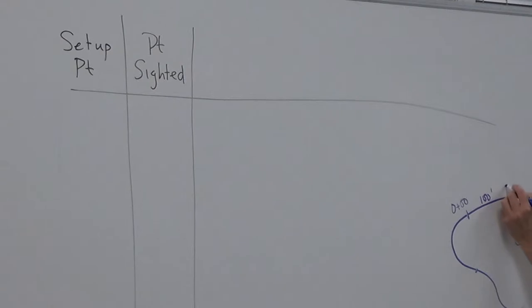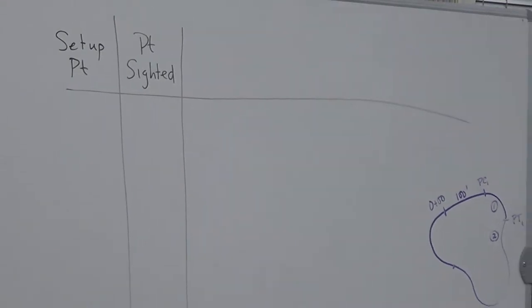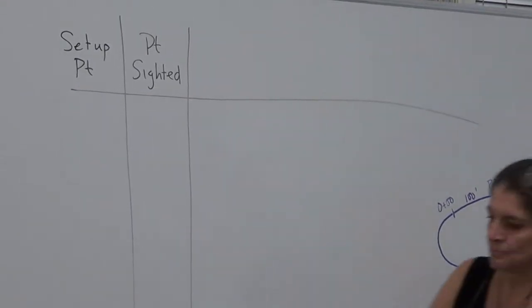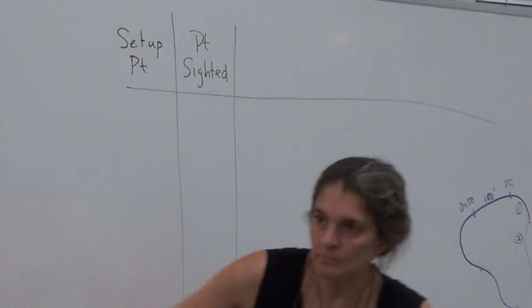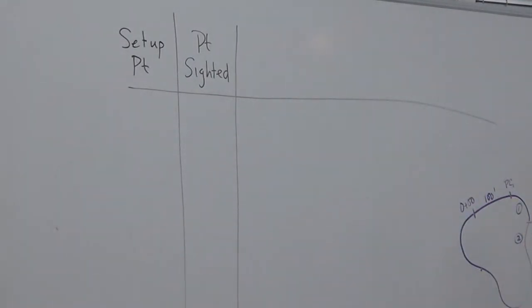So this is my PC1, right? And this is my PT1. Could you guys see over there? It's fine. See, right? So here's my 0 plus 0, 0, here's my 100 feet, here's my PC1, here's my PT1.